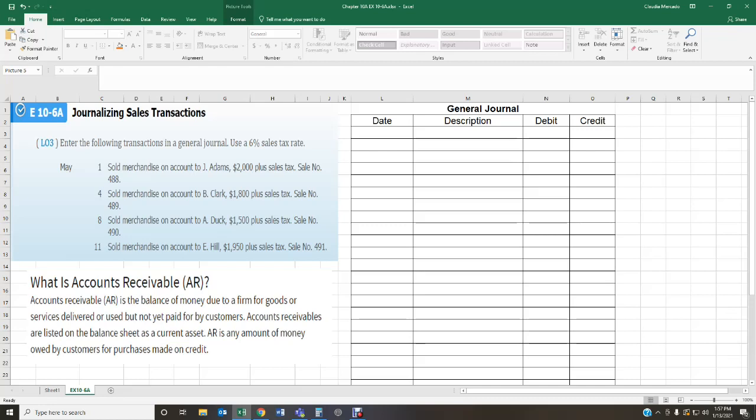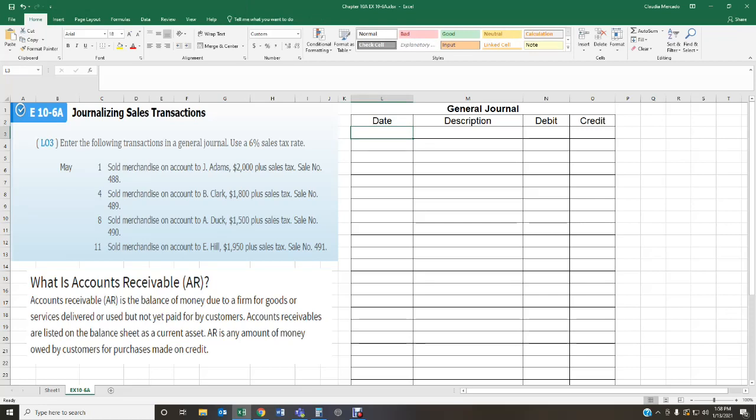So what is an accounts receivable? Because this is something that confuses students a lot. Accounts receivable and accounts payable get students confused. Accounts receivable is a balance that is owed to us, the firm, for goods or services delivered or used but not yet paid by customers. It is an asset, a current asset, and it's basically any amount of money that is owed by the customers for purchases made on credit. So whenever you see the word on account, it means they bought it and they're going to pay me later, but I still need to go in there and record the amount. That way I don't forget about it. So that was just a little bit of background about accounts receivable.